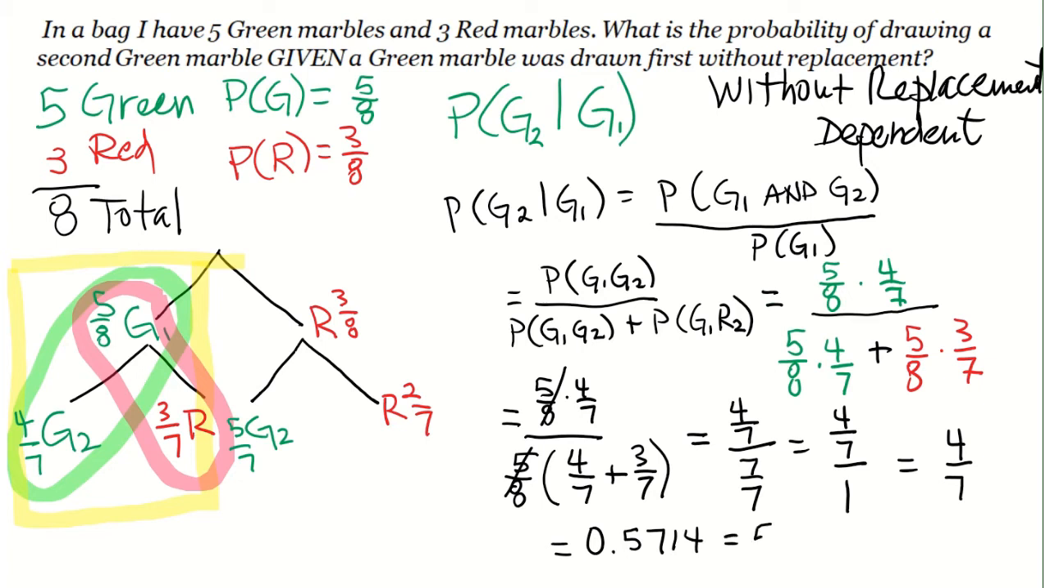0.5714, which is 57.14%. So we got the same answer that we did before, that our probability of drawing a green marble on our second try, when I was given a green on the first, when we used the formula.